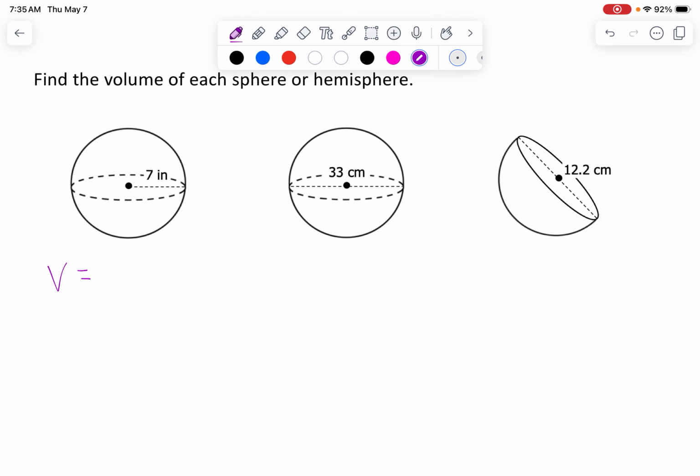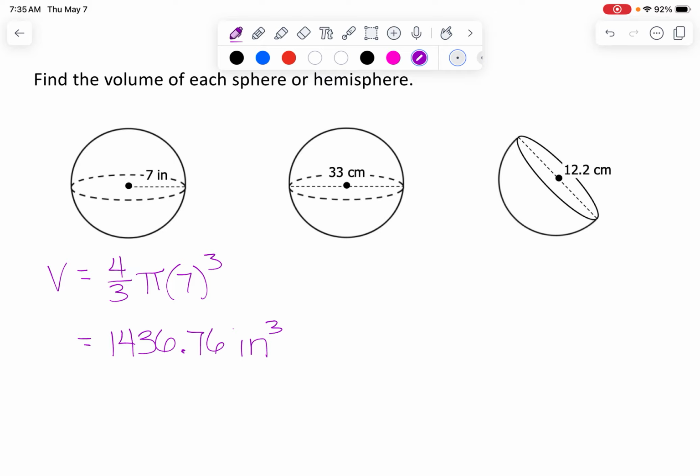Volume is equal to 4/3 times pi, times 7 cubed. Now you can just type that into your calculator just like that. You might want to put the 4/3 in parentheses when you do this. And when you do that, you get 1,436.76. And again, this is volume, so we're talking about cubic units. So this would be cubic inches.